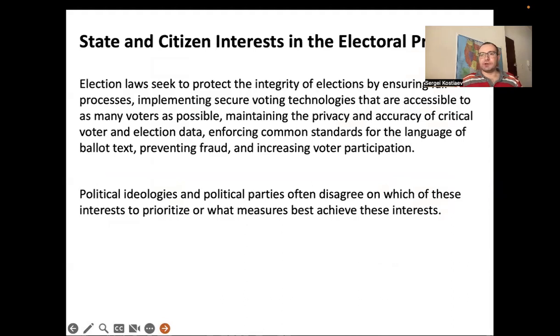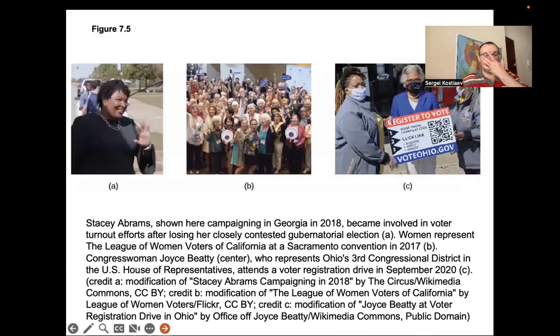The general idea behind election laws is to protect the integrity of elections, to make sure everybody has a chance to participate, records are properly maintained, and stuff like this. Some politicians have been very effective in getting people to register to vote. For instance, Stacey Abrams in Georgia basically made Georgia not as red as it used to be.